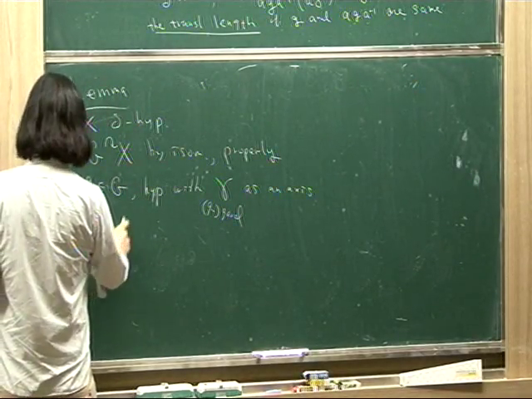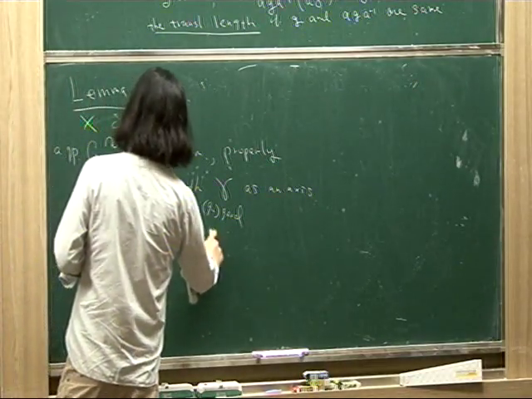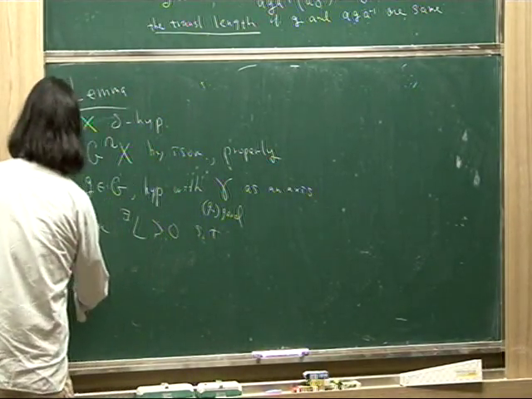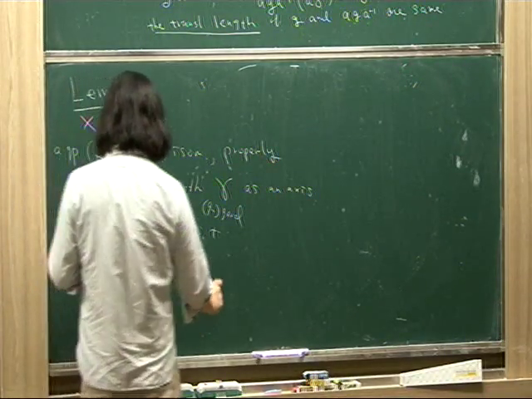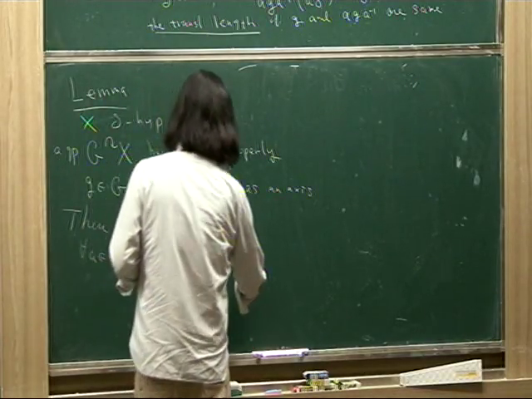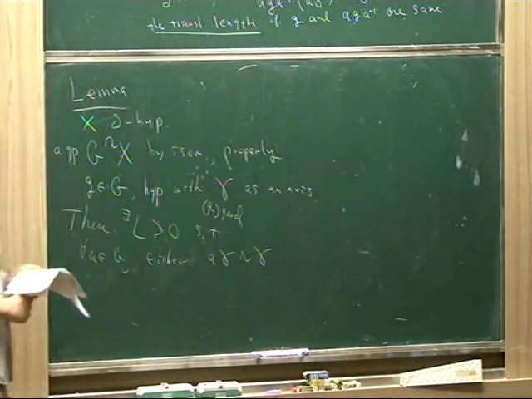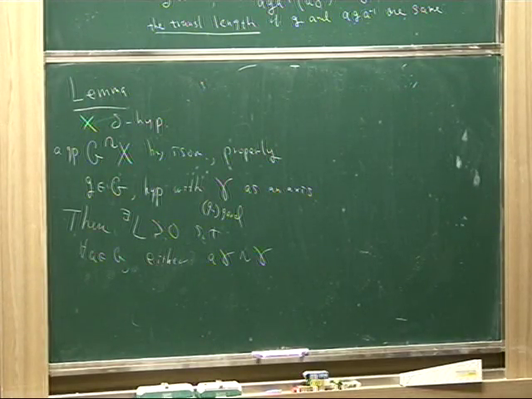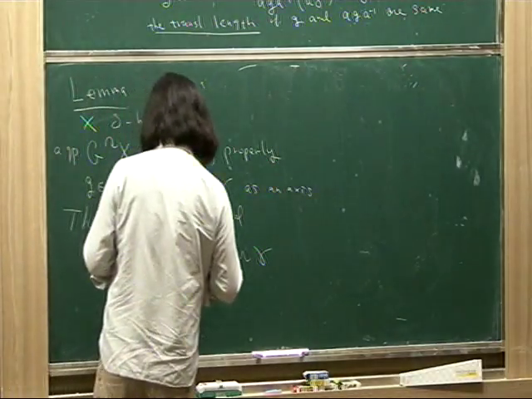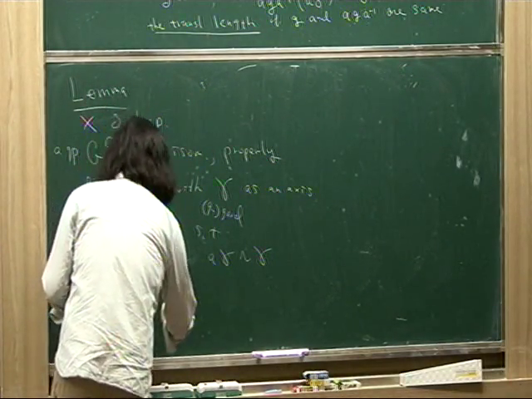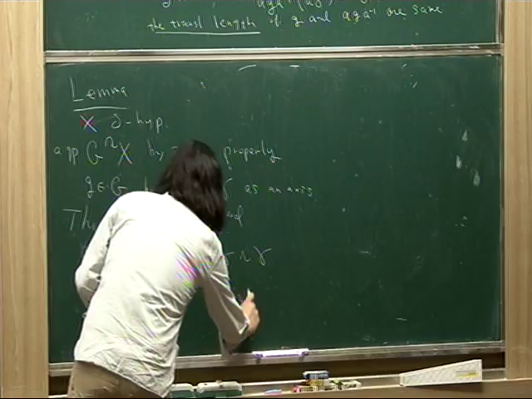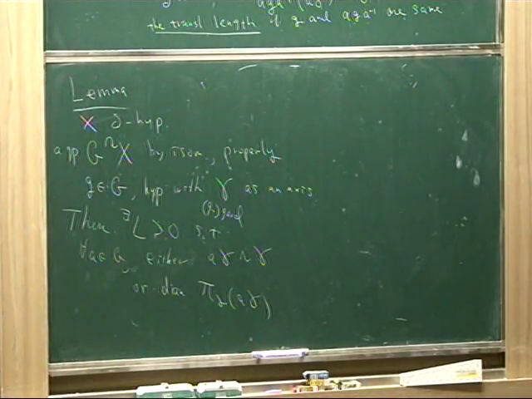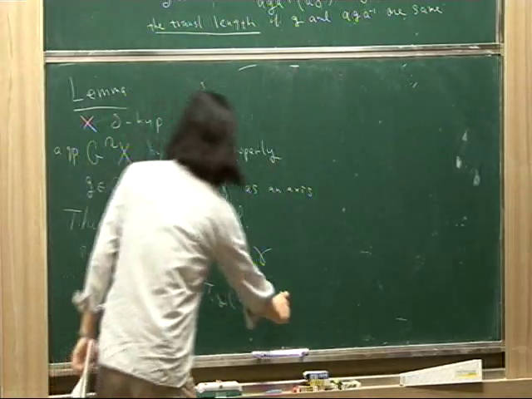Then there is a constant L such that for any element A in G, either A gamma is parallel to gamma in the sense I defined, namely the half of the distance between A gamma and gamma is finite, or the projection from A gamma to gamma is bounded in diameter by L.